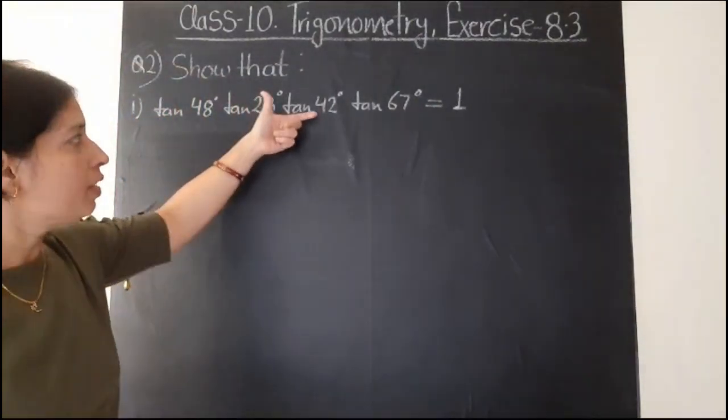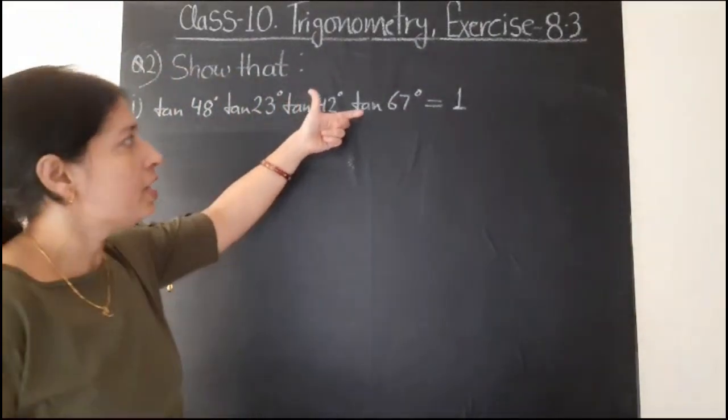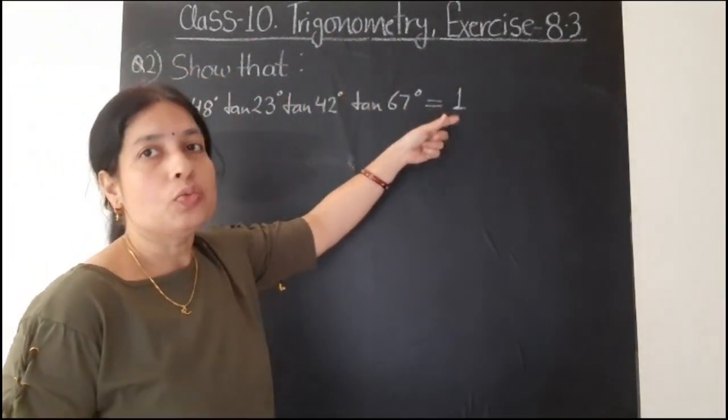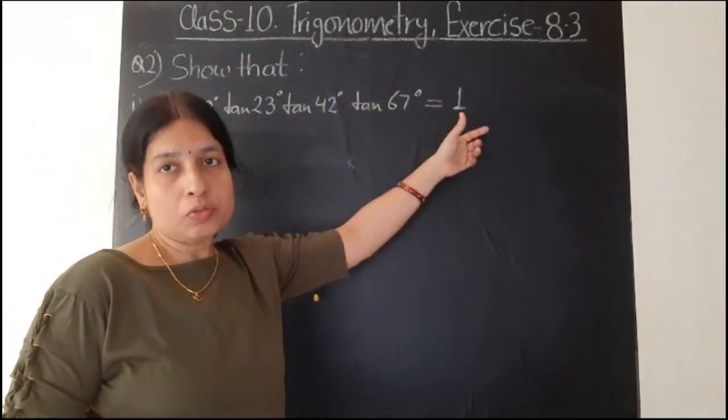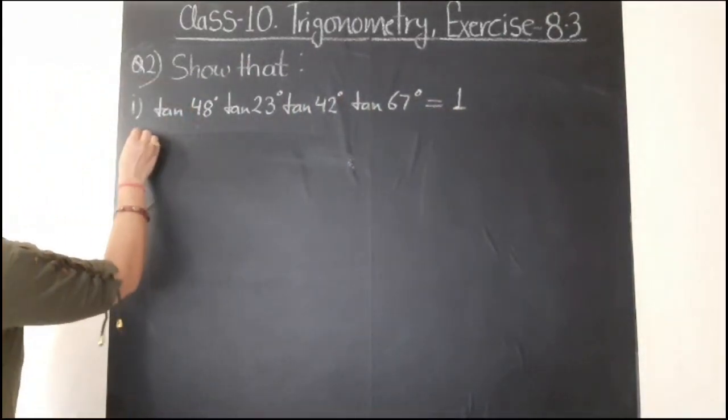So our second question is, the first part is tan 48 degree into tan 23 degree into tan 42 degree into tan 67 degree is equal to 1. So first we take LHS and prove it is equal to 1. So take LHS.